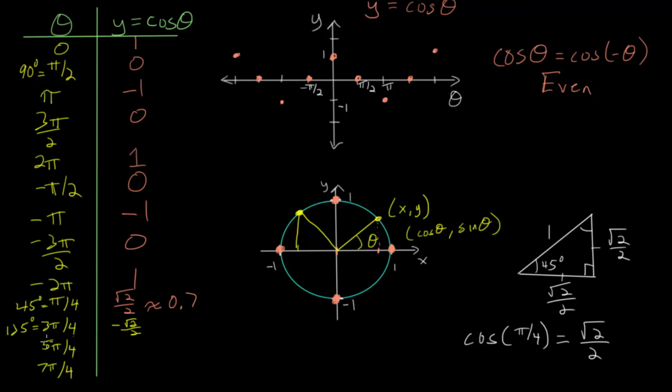Same thing for this angle. 5 pi over 4 is right down here. We would get that same right triangle, and the x value there is still negative, but it is still this root 2 over 2. And at 7 pi over 4 radians, now we're back over here, where the x value is once again positive, but it is still this root 2 over 2 size.